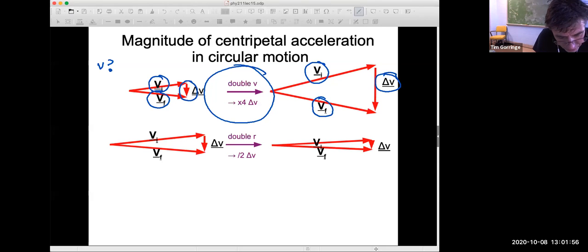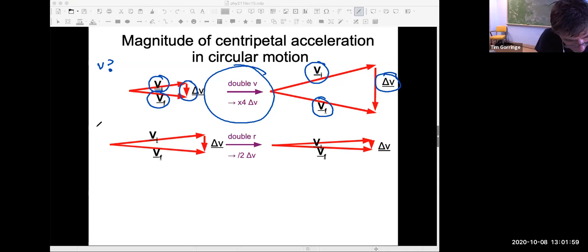Okay, second question: what about r, the radius of the circle? What happens if I change the radius of the circle? Well, let me double the radius of the circle. Over here on the left, I'm imagining again something, say the Earth, moving around the sun with constant speed. I imagine it at one moment and another moment later, initial velocity, final velocity. And here's the change in velocity that acts towards the center of the circle, the axis of rotation. Now let me double the radius.